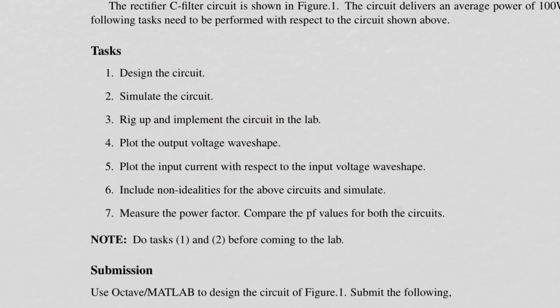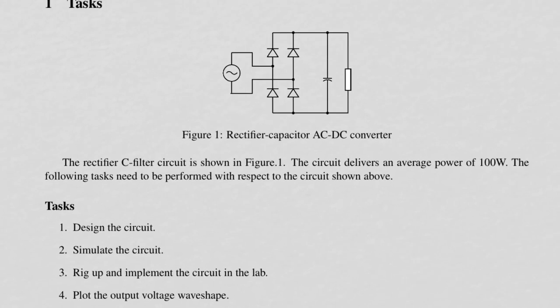Rig up the circuit and implement it in the lab. If you are doing a hardware lab, plot the output voltage wave shape and study its ripple character, and see what is the effect of the non-idealities on the output voltage wave shape. Plot the input current with respect to the input wave shape and study it. You can also study the currents that are flowing here.